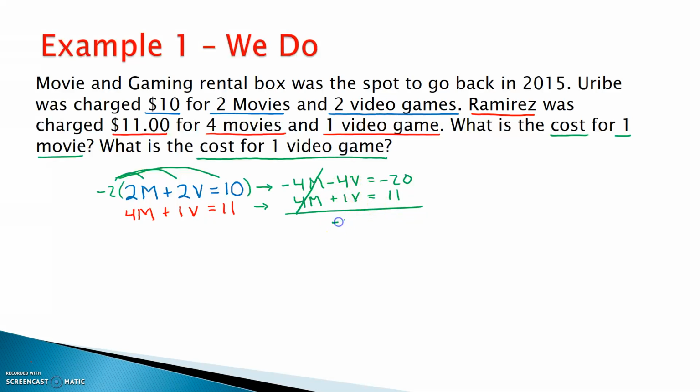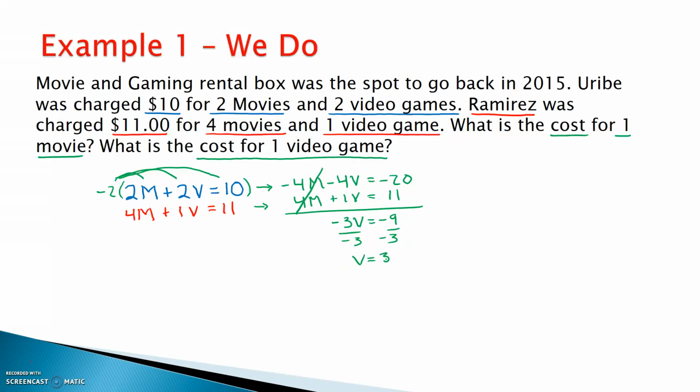What is negative 4v plus 1v? Be careful here, there's going to be negative 3v. What is negative 20 and 11? When I combine those, that gives me negative 9. I can do better than this, dividing both sides by negative 3. I get v is equal to positive 3.